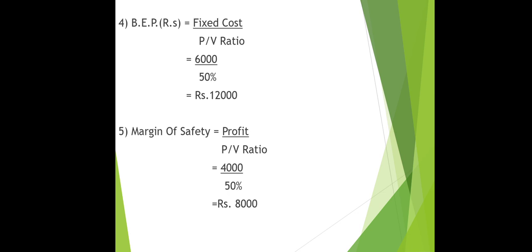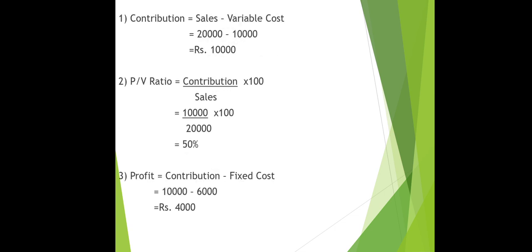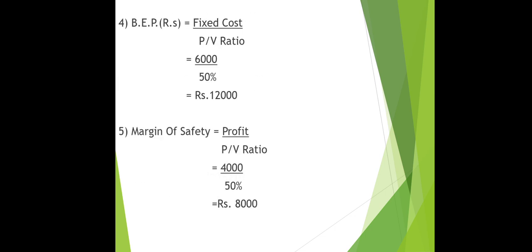Then the fifth is margin of safety. Margin of safety is equal to profit divided by PV ratio. Profit is 4,000 and the PV ratio we calculated is 50%. By this we get margin of safety as rupees 8,000.